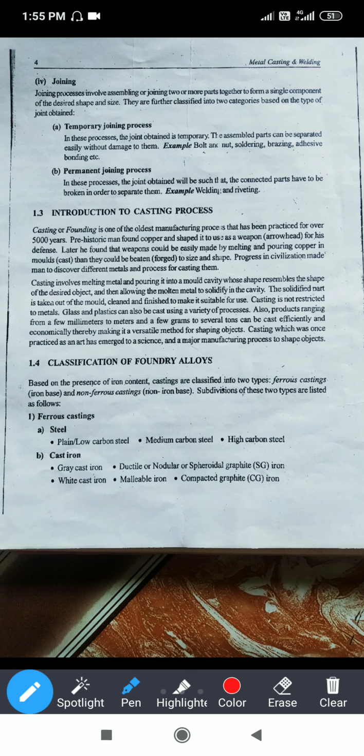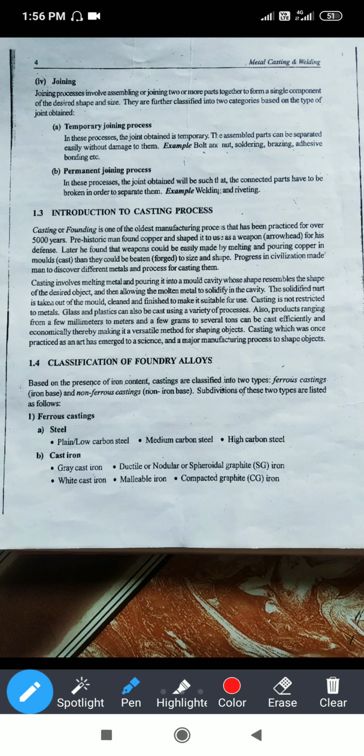Now there are temporary joints and permanent joints. In a temporary joint process, the joint obtained is temporary. The assembled parts can be separated easily without damage to them. For example, nut and bolt, screws, soldering and brazing. You can remove the soldering and the brazing if you slightly increase the temperature of the solder material or the braze filler metal, so it will melt and you can separate the two components which have been joined. It is a small, simple joint without much strength.